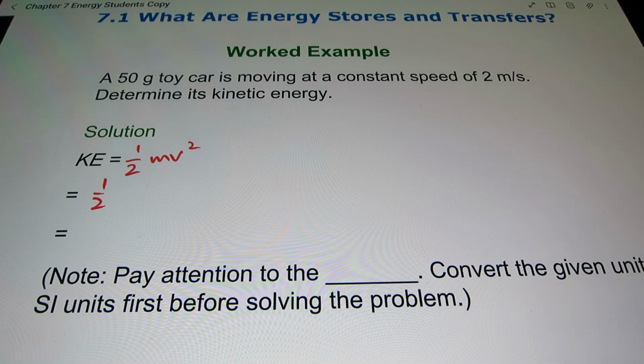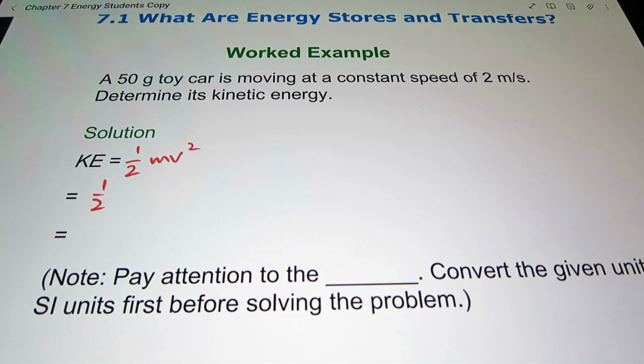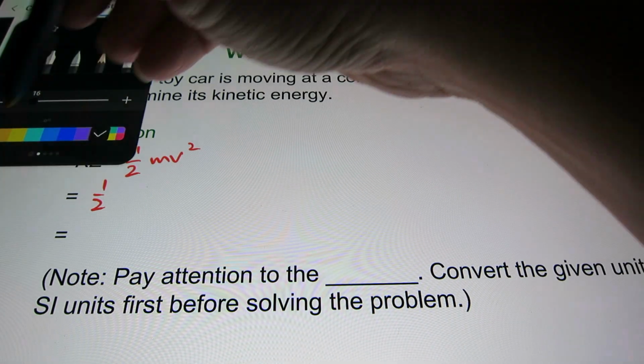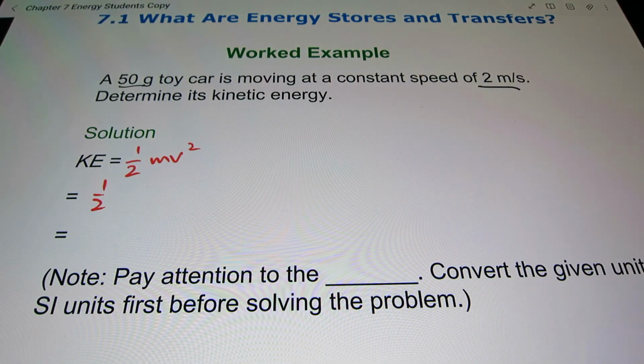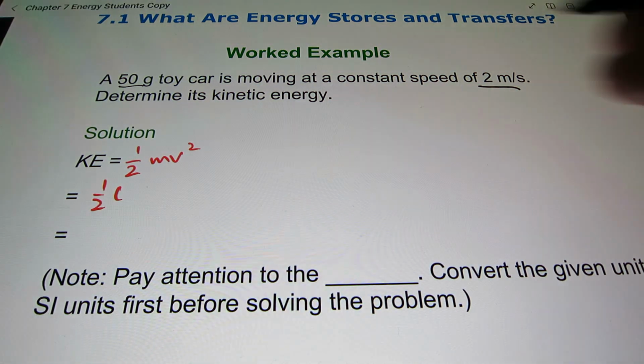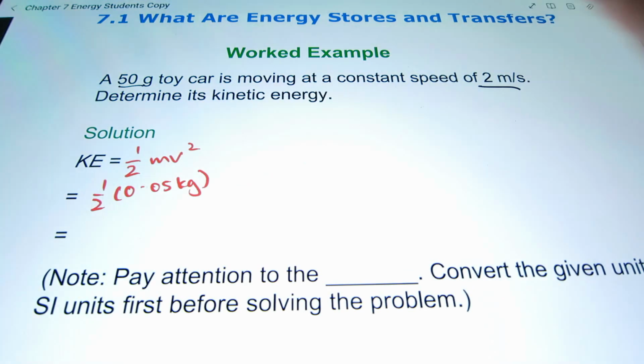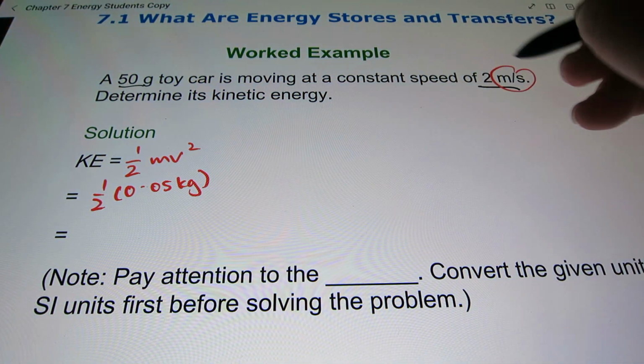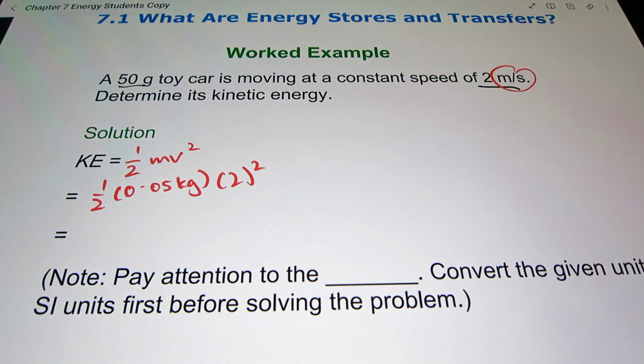Alright, so I hope you have the answer. Let's go through. A 50-gram toy moving at a constant speed of 2 meters per second. Calculate its kinetic energy. You use the formula half mv square. Remember that the mass must be in kilograms, so it must be 0.05 kg. You must convert the 50 grams to kilograms. The velocity is 2 meters per second, it's in the units that you already want, so you just square the 2. And that will give you an answer of 0.1 joules. Just punch that into the calculator.